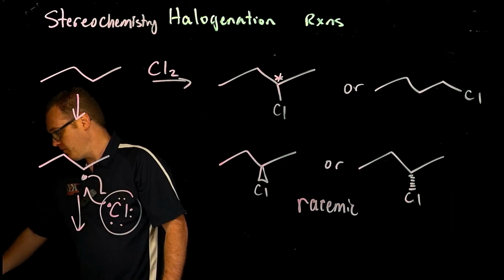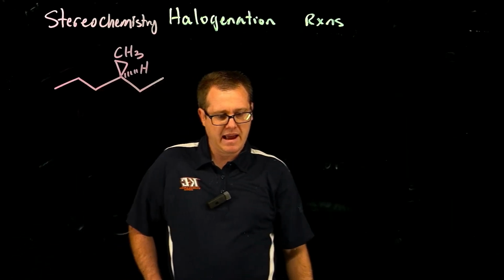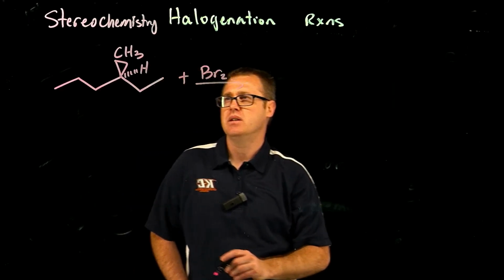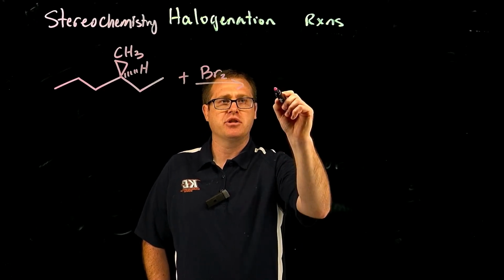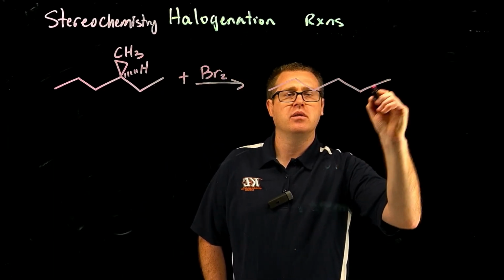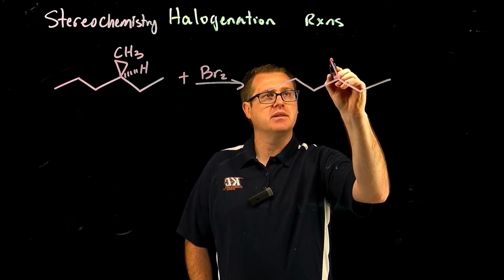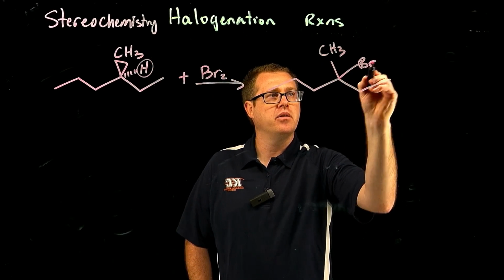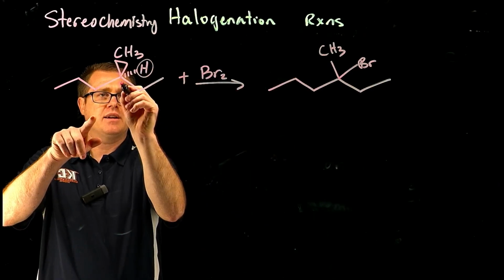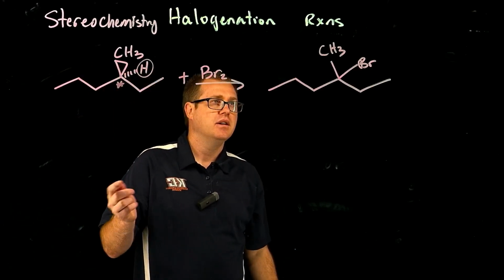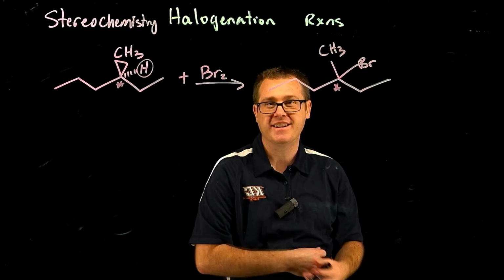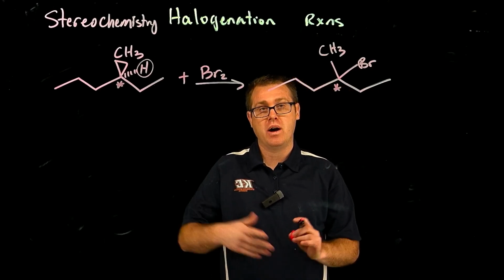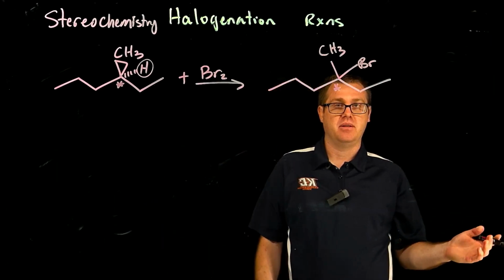What happens to it? So what if we have this molecule and we wanted to do bromination? We see that we can generate a tertiary radical, and we are going to replace this hydrogen right there with the bromine. Before we do the reaction, that is a stereocenter, and after the reaction, it is still a stereocenter. So what do you get? Do you get one enantiomer, or do you get both of them?